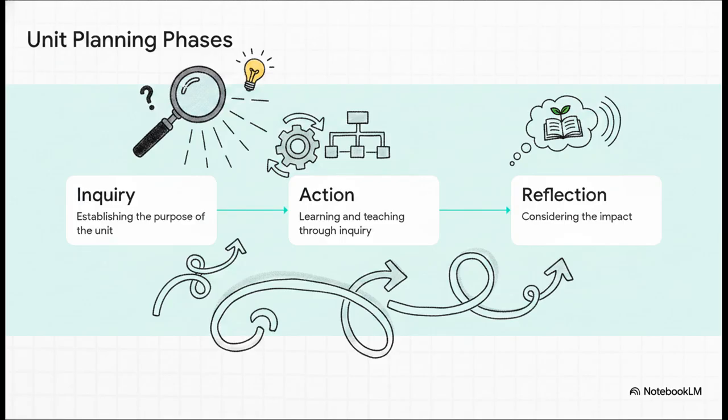Now, while I'm presenting these as steps 1, 2, and 3, the documentation notes something really vital. Teachers move fluidly and iteratively among these phases. The curriculum planning process is interrelated and dynamic. It's not strictly linear at all. You might actually start your planning with a brilliant assessment idea in the action phase and then build the inquiry backwards around it, and that is totally fine.